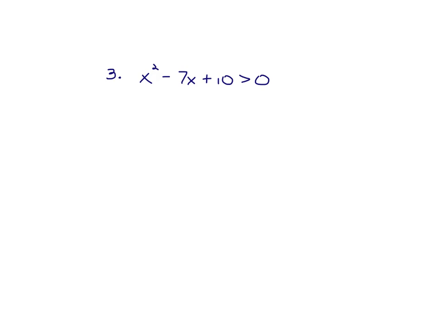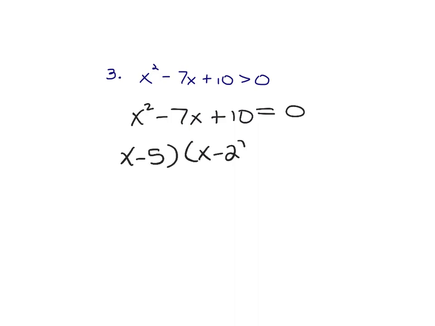Again, let's change it to an equal sign. X squared minus 7x plus 10 equals 0. I am looking for the factors of positive 10 that will give me negative 7. Those factors are going to be x minus 5 and x minus 2. Again, set each factor equal to 0.